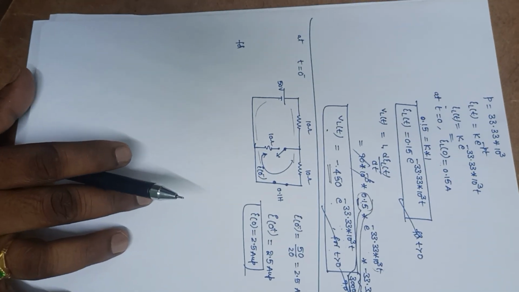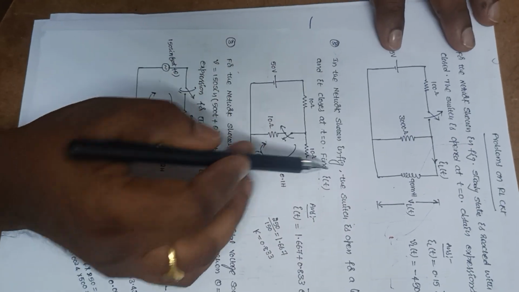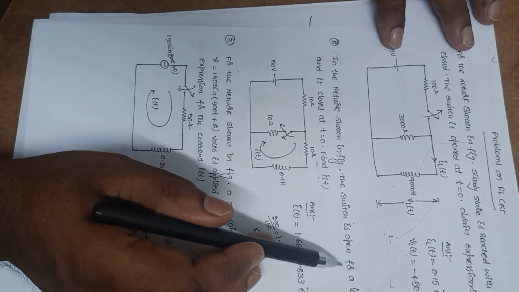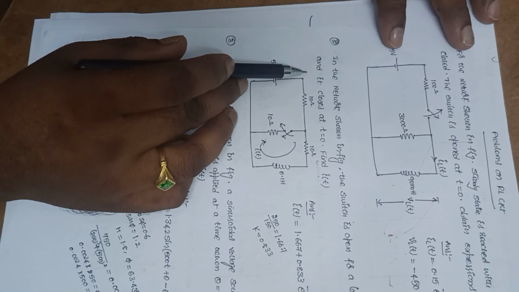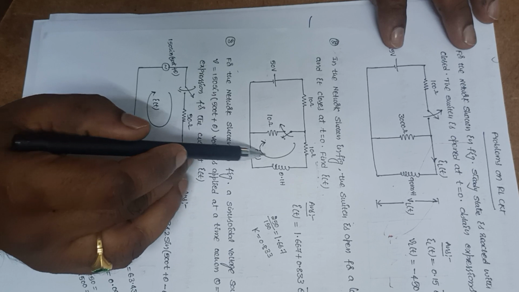Right. Another problem. So this is the second problem. In the network shown in the figure, the switch is open for a long time and it closes at t is equal to 0. Find I of t. So this is I of t.